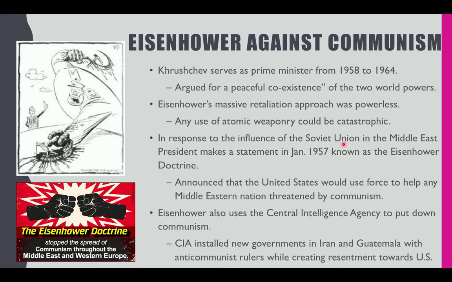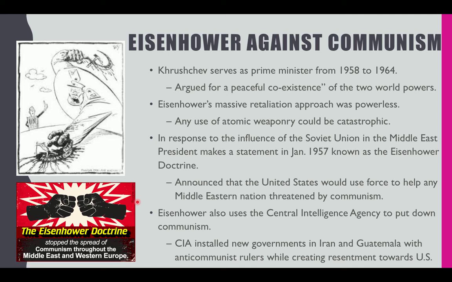Eisenhower is going to make a statement in January of 1957, which becomes known as the Eisenhower Doctrine. We've heard doctrine before. We heard it with the Monroe Doctrine, we heard it with the Roosevelt Corollary to the Monroe Doctrine, and now we have the Eisenhower Doctrine. The goal of the Eisenhower Doctrine was to stop the spread of communism in the Middle East and Western Europe. And the way that we're going to do that is by using force. If there is a nation threatened by communism, the United States will step in and use force.